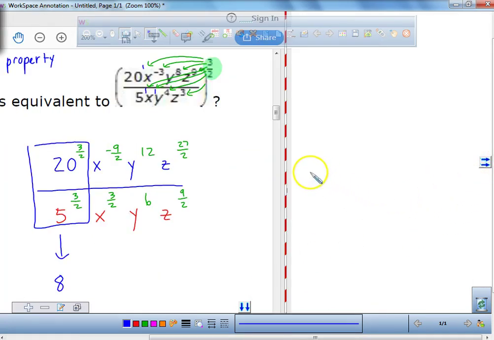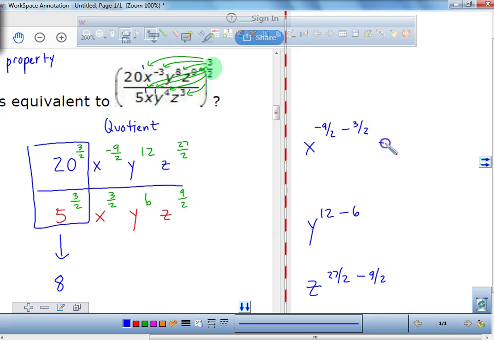Now, this is what everybody needs to do from here on out. We have to use what's called the quotient property. So I'm going to do x, then we're going to do y, and we're going to finish with z. So what's my numerator exponent? Negative 9 over 2. So I'm going to start with negative 9 divided by 2. I'm going to subtract this exponent, which is 3 over 2. Then we have y to the power of 12. And what are we taking away? We're taking away a 6. And last but not least, we're doing 27 over 2, and we're taking away 9 over 2. So this is where everybody should have finished up yesterday.